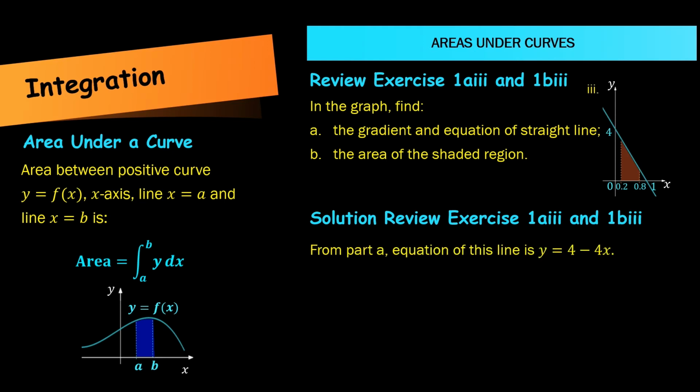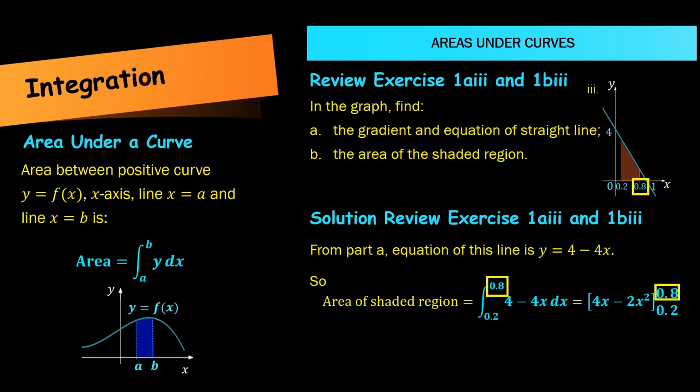Now let's find the area of the shaded region. So from part A, we have that the equation of the line is y equals 4 minus 4x. So of course we need to integrate this between the limits 0.2 and 0.8 as given in the graph. And integrating gives us this expression here. So we're plugging in the limits into 4x minus 2x squared. Here's 0.8. Here's 0.2.